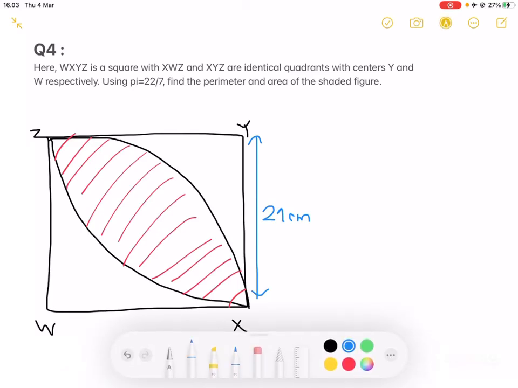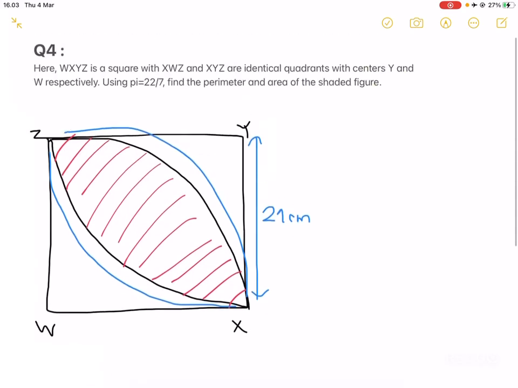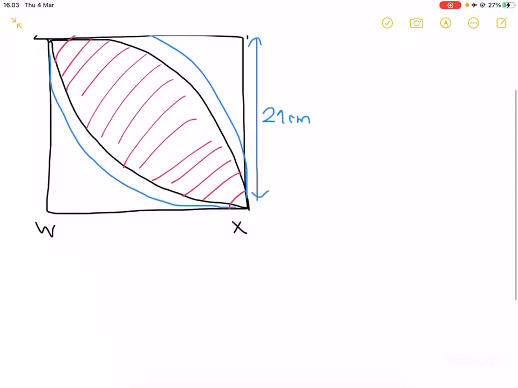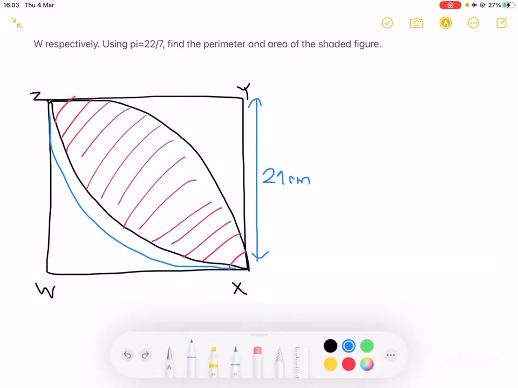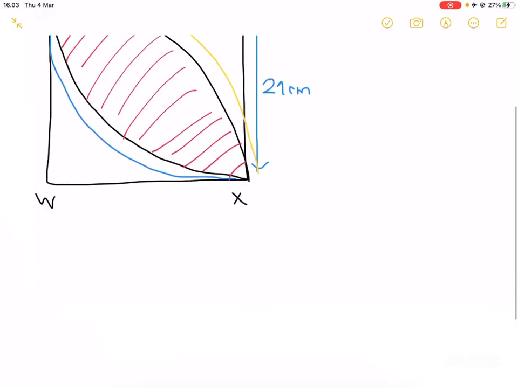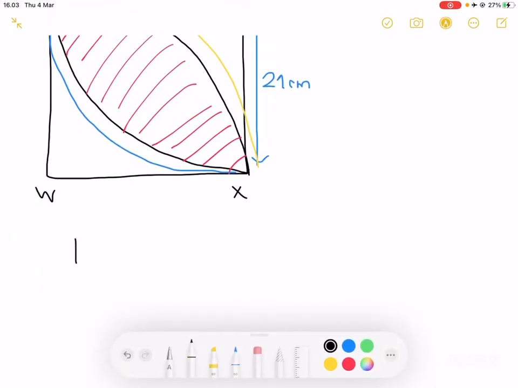So the perimeter of this is just this arc right here plus this arc right here. So let's just work things out. I'm just going to mark these with different colors, blue and yellow.